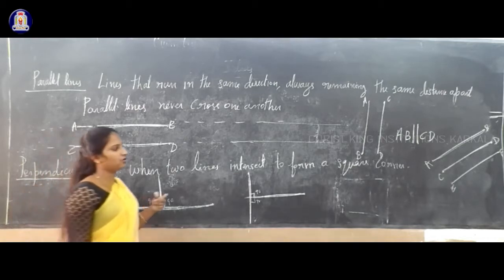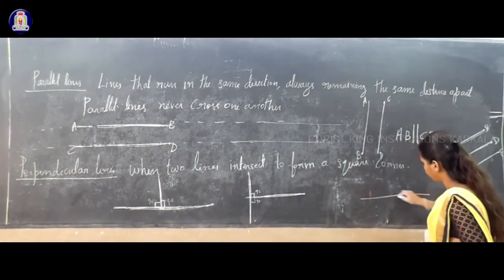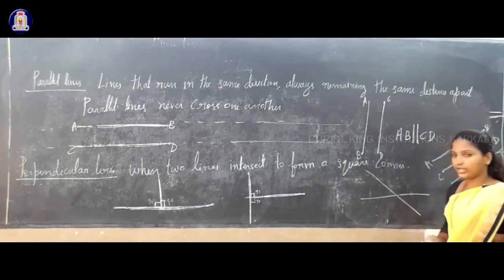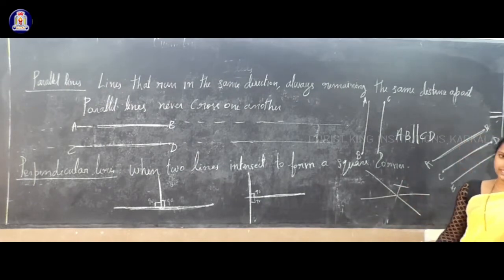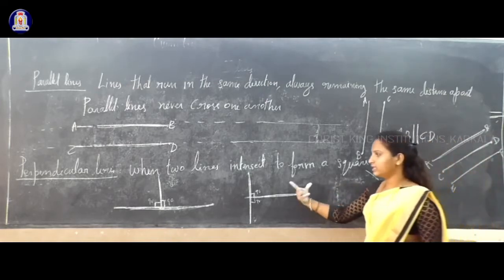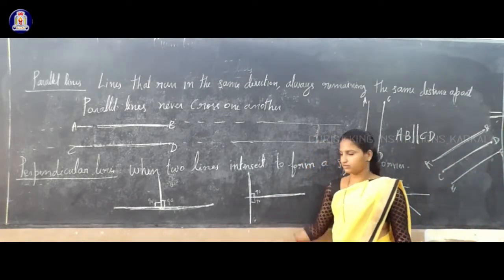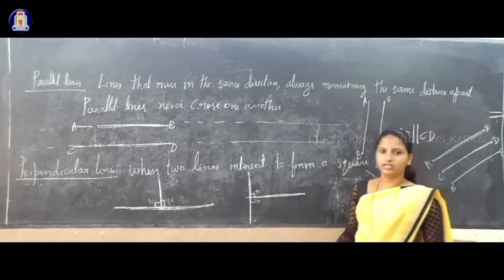So if I draw intersecting lines, like this is one line, another line is this. Does this line form a square corner? No. So this is not a perpendicular line. These lines are called intersecting lines. Here the lines are intersecting, and it forms a square corner. So this is called perpendicular lines.